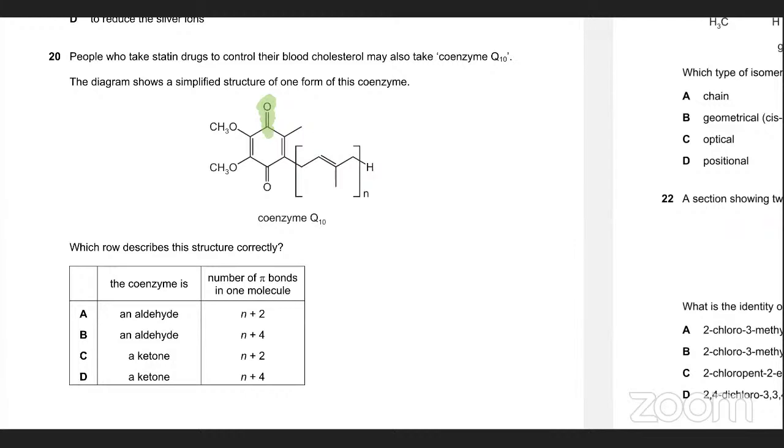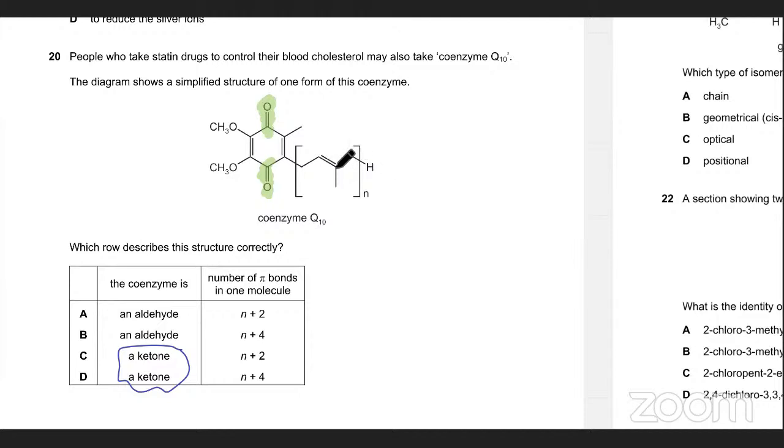I mean, it's got two ketone groups. So it's obviously a ketone. So it's either C or D. The other one is number of pi bonds in one molecule. Now, this square bracket shows that this thing is repeating n number of times. After this point, it's just constantly repeating, and then you've got an H at the end.